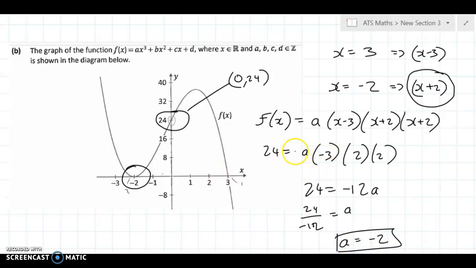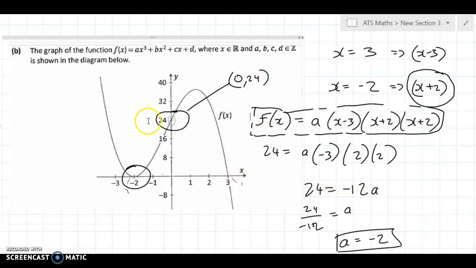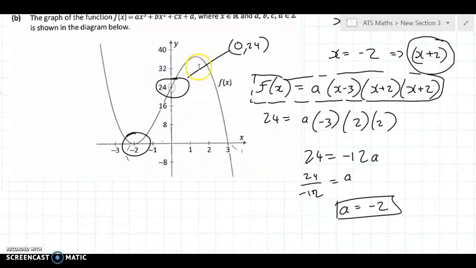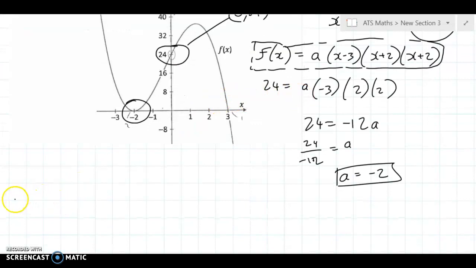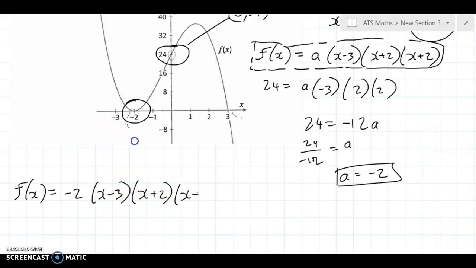And all we have to do then is go back up here, stick in minus 2 and multiply it out, and we get a, b, c and d. And you'll see that d should be 24. That's another way of checking it, right? So f of x is going to be equal to minus 2 times x minus 3 times x plus 2 times x plus 2.